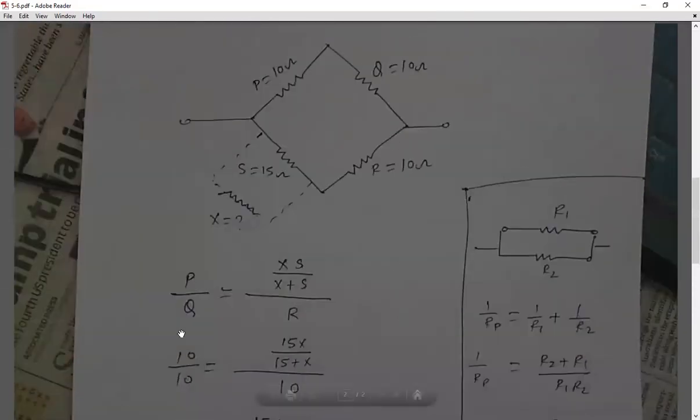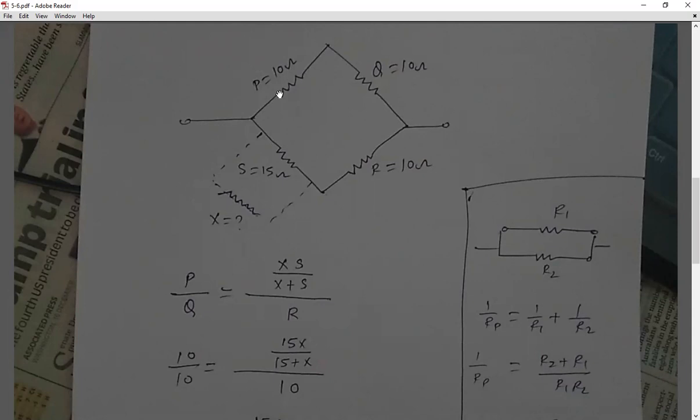So resistances are given as 10, 10, 10, 15 ohm. So we have arranged the resistances P, Q, R, S. Whenever this is a type, all the problems we saw earlier were type 1, and this is type 2 problem on Wheatstone bridge. Only these two type of questions are asked in the exam on Wheatstone bridge.